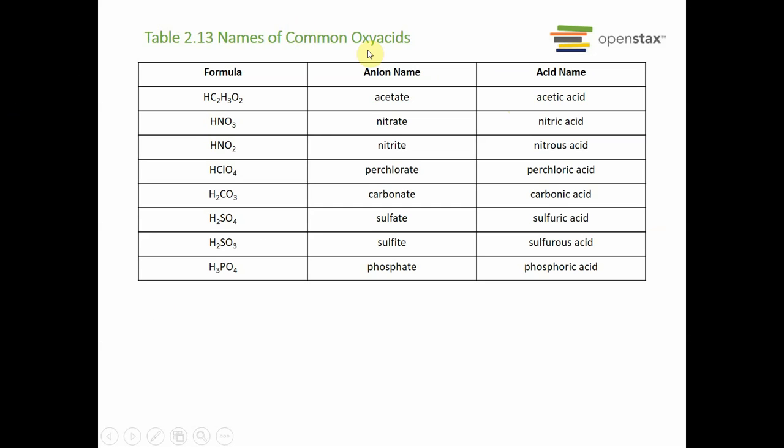So, names of common oxyacids. Acetate, it forms acetic acid. Nitrate, it forms nitric acid. Nitrite forms nitrous acid. Perchlorate forms perchloric acid. Carbonate forms carbonic acid. Sulfate forms sulfuric acid. Sulfite forms sulfurous. Did I say that right? Sulfate forms sulfuric acid. Sulfite forms sulfurous acid. And phosphate forms phosphoric acid.